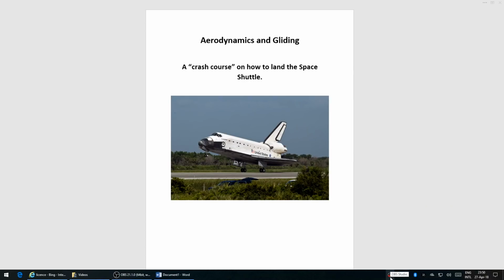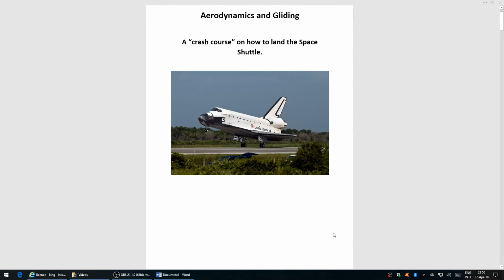So we're now going to cover some of the aerodynamics of gliding and talk about the forces involved and how we can manage the energy during the glide to arrive at the runway at the correct landing speed. Now, aerodynamics and gliding, this is a crash course on how to land the Space Shuttle. Now, we could spend weeks talking about aerodynamics, but what I have tried to do here is just highlight the fundamental points that you will need to understand in order to follow the flight demonstration later in the video.